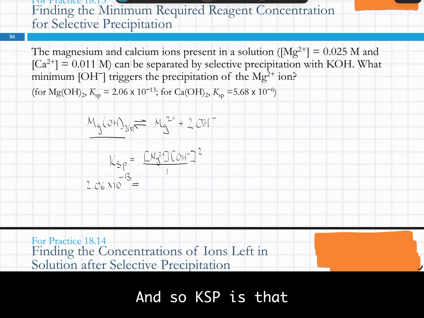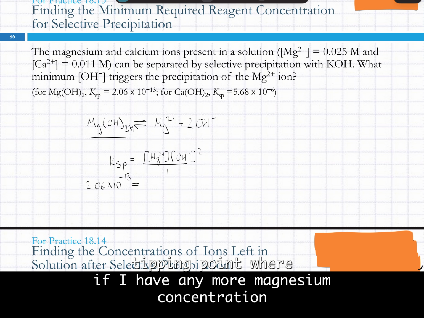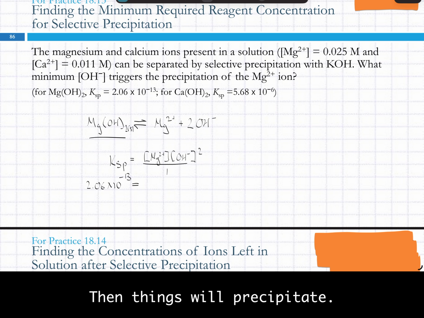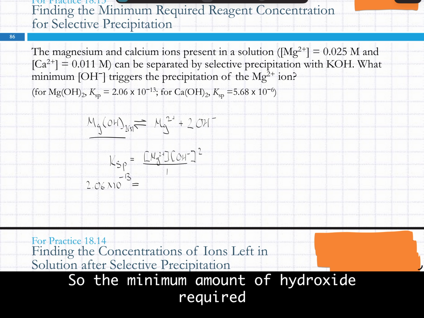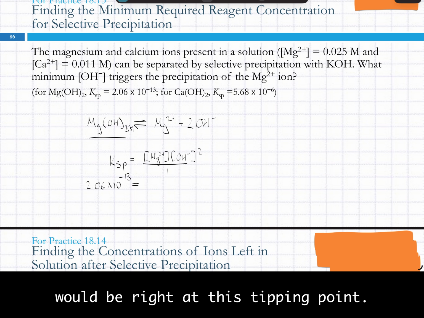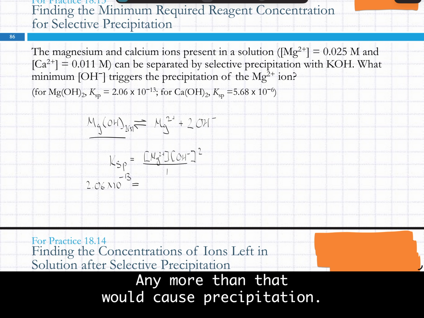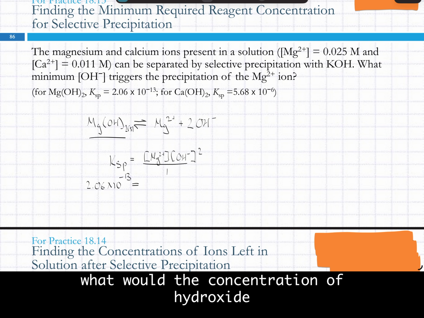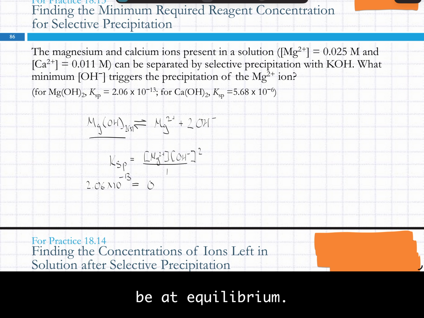Right, and so KSP is that tipping point, where if I have any more magnesium concentration or hydroxide concentration than is equal to, according to this equation, KSP, then things will precipitate. So the minimum amount of hydroxide required would be right at this tipping point. Any more than that would cause precipitation. And so I want to know, what would the concentration of hydroxide be at equilibrium?